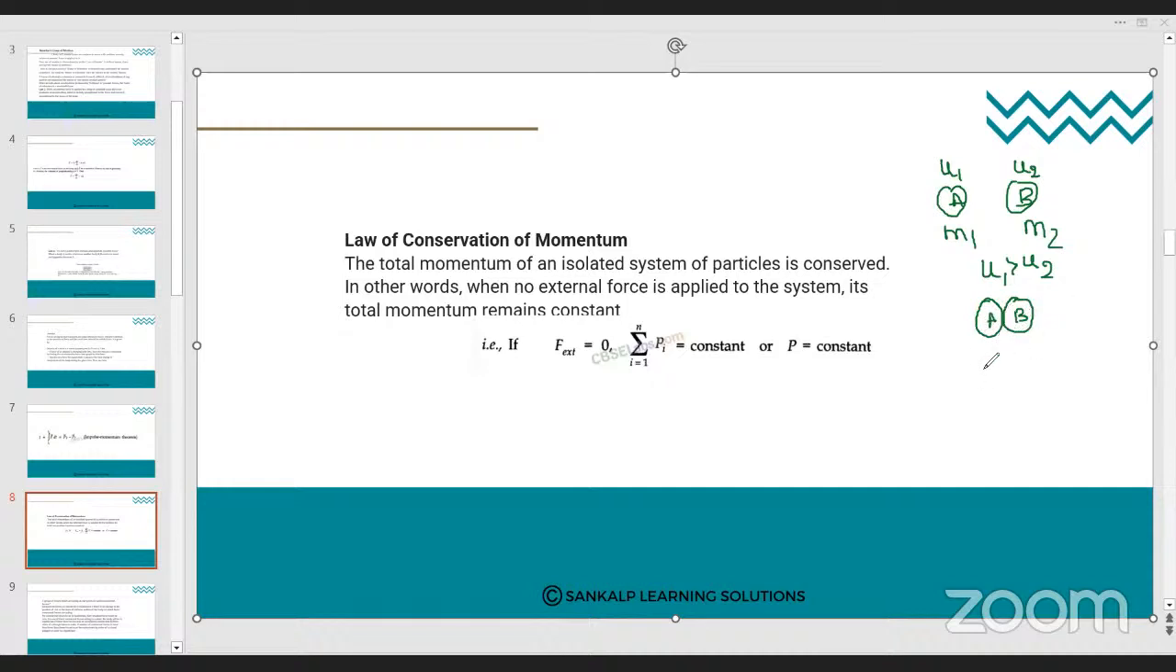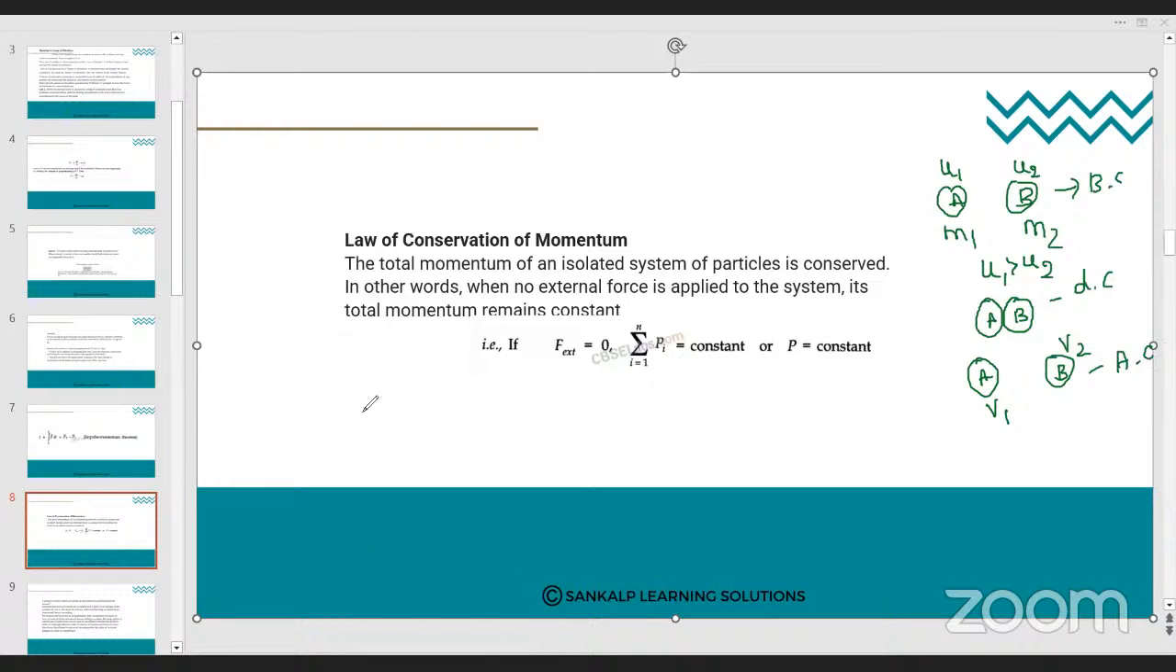So after the hit, both the bodies will move with different velocities. After the collision, the velocity changes, from u1 to v1, and from u2 to v2. Okay? So the first figure you are seeing is before collision. Second one is the during-collision picture. Third figure is after the collision.